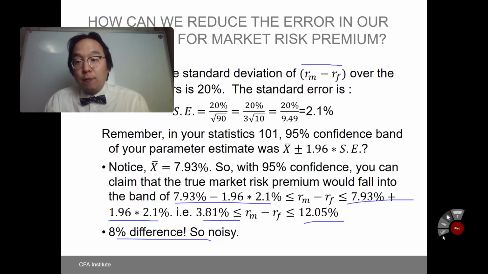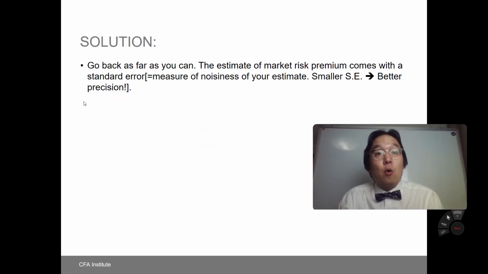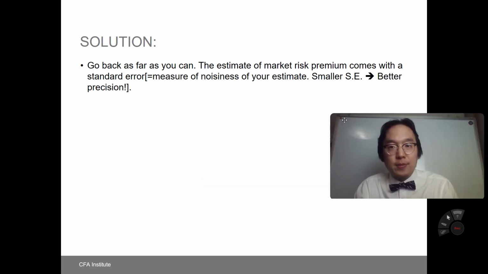We have to be careful about this, right? There's a lot of noise going on. That's the whole message. Solution: go back as far back as you can. The estimate of market risk premium comes with a standard error. This is the measure of noisiness of your estimate. The smaller the standard error, the better precision you get.